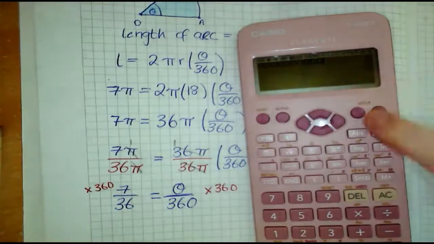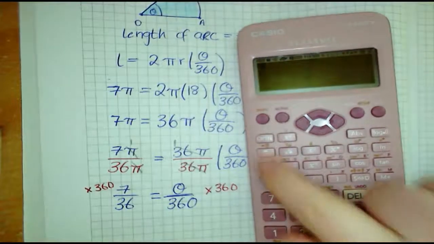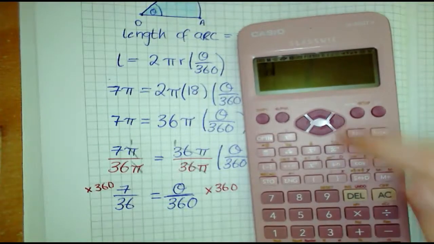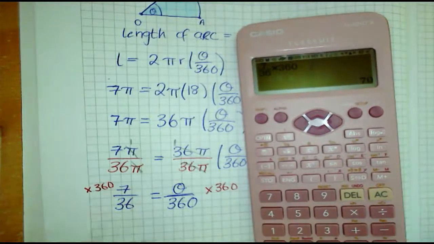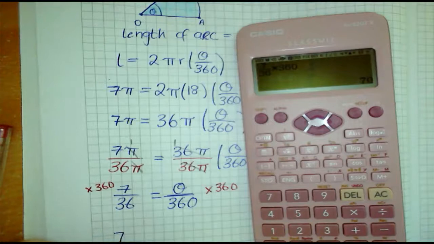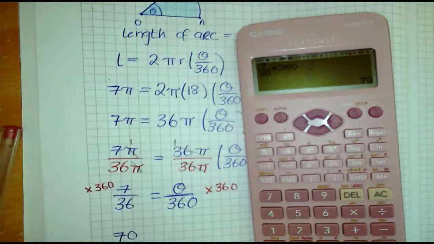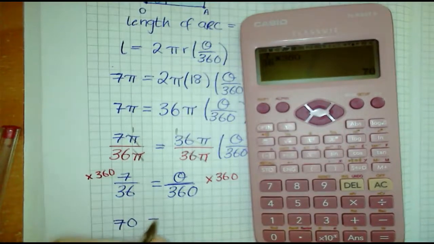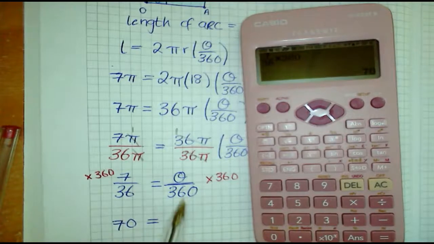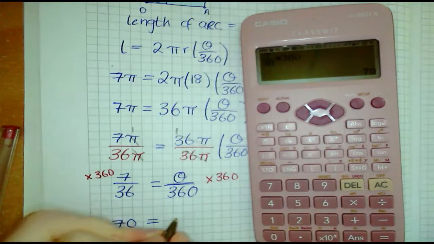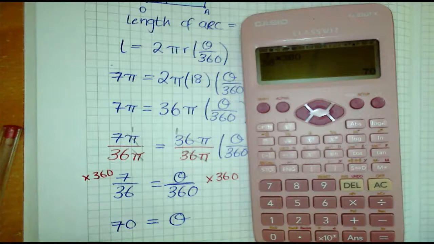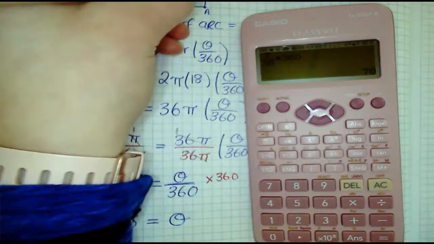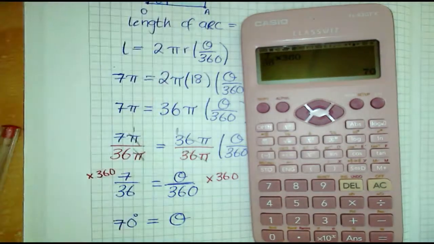So 7 over 36 then, multiplied by my 360, equals 70. Is equal to, then 360 divided by 360 is just 1, so we're left with theta. So theta is equal to 70 degrees. So we know that our theta is equal to 70 degrees.